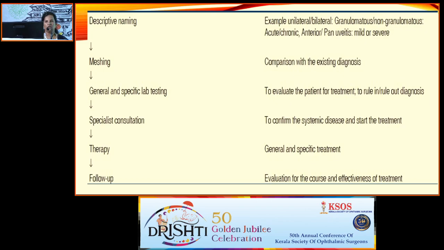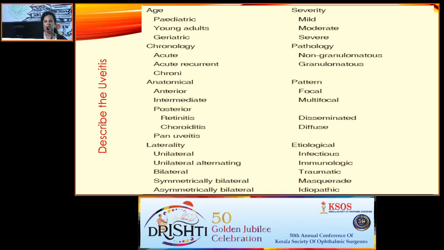First, describe the uveitis, then match it, comparing with the existing diagnosis, and do general and specific lab testing to evaluate the patient, then specialist consultation to confirm the systemic disease and start treatment. Then follow up. How to describe the uveitis: in terms of age, chronicity, anatomic location, laterality, severity, depending upon the pathology, pattern of uveitis, and depending on the etiology.